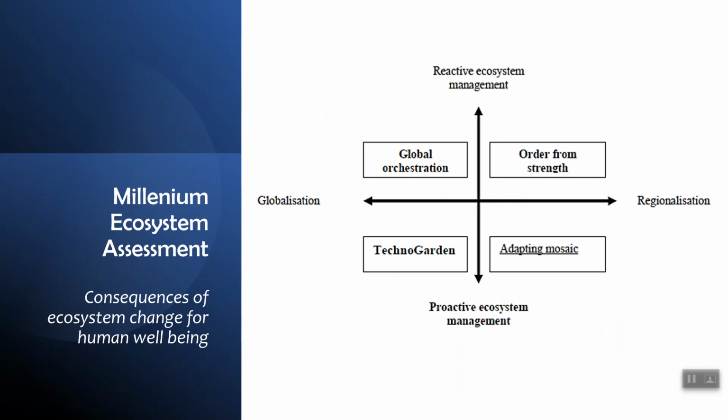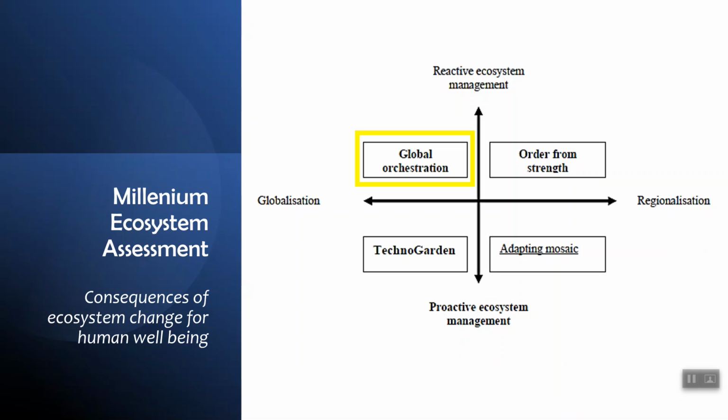In this second example, the Millennium Ecosystem Assessment assessed the consequences of environmental changes for human well-being. Their findings provide a state-of-the-art scientific appraisal of the condition and trends in the world. At upper left, we have global orchestration. This scenario depicts a globally connected society that focuses on global trade and economic liberalization and takes a reactive approach to the environmental problems, but also takes strong steps to reduce poverty.